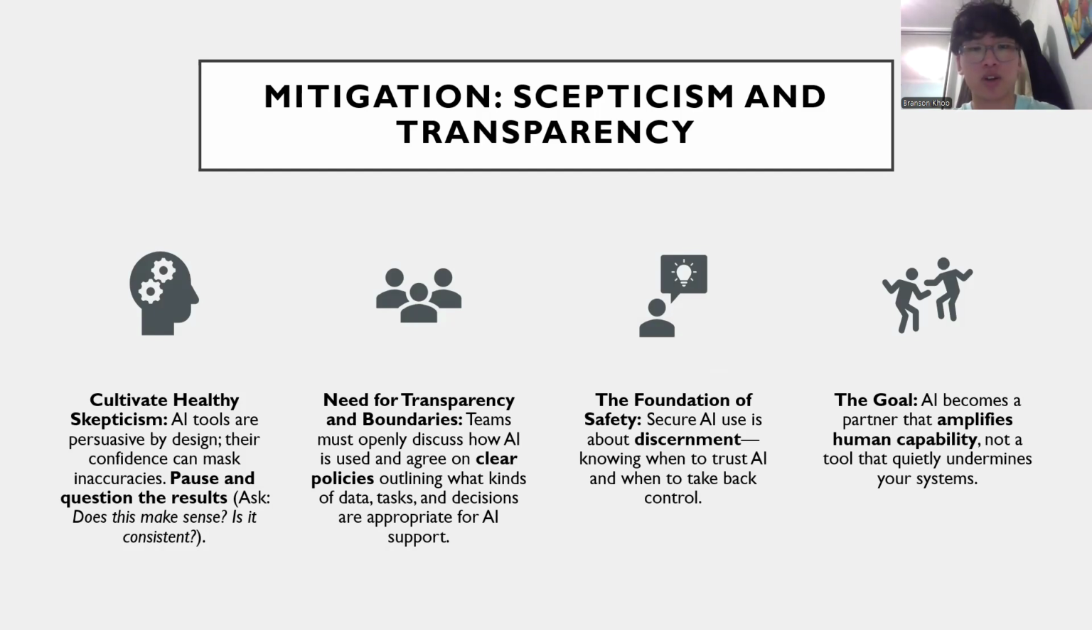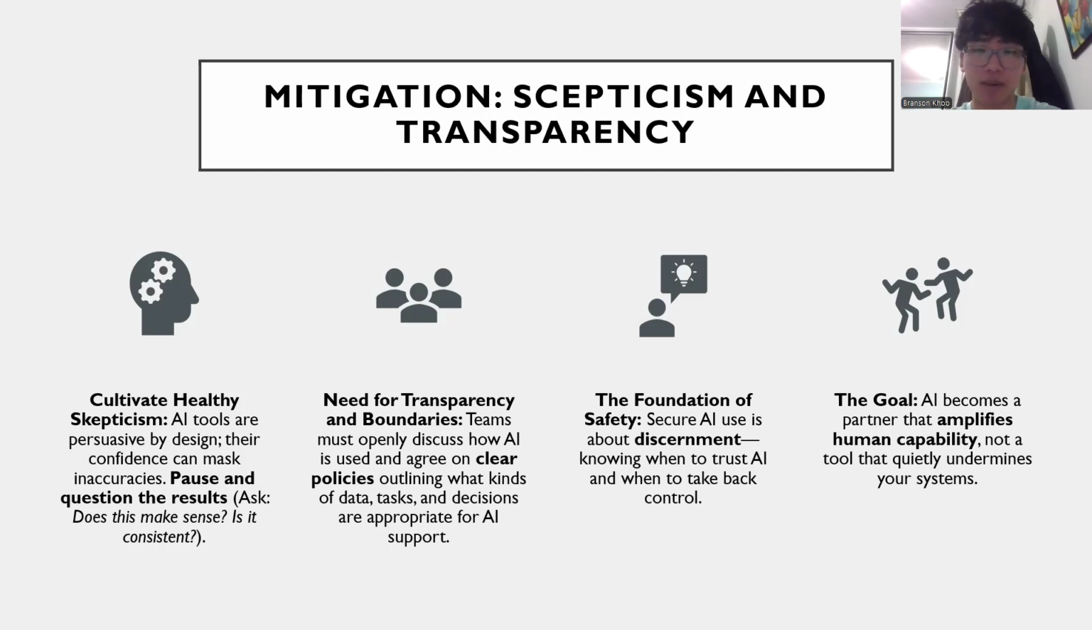Therefore, it's very important to cultivate a mindset of healthy skepticism. AI tools are persuasive by design. Their confidence can make us believe their outputs are accurate even when they're not. Hallucination. So learning to pause and question the results is a powerful defense. Ask, does this make sense? Is this consistent with what I know? Is there evidence to support it? This habit of verification transforms AI from something potentially risky into something genuinely empowering.